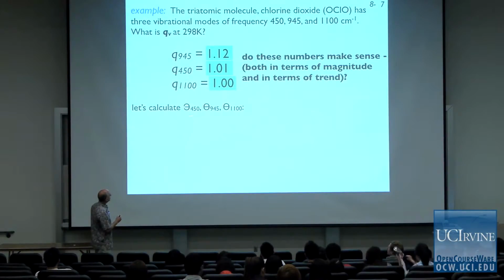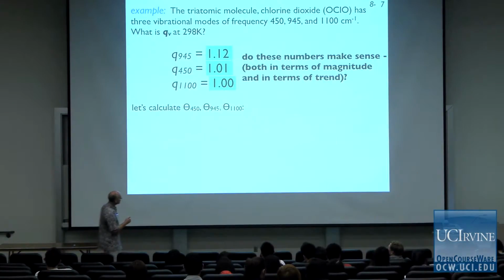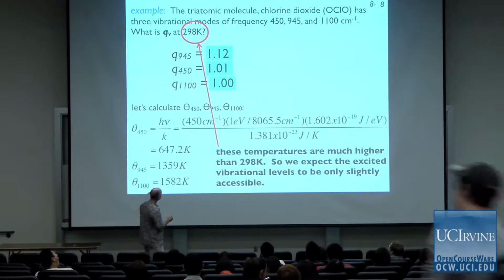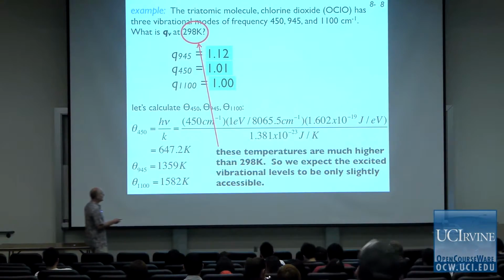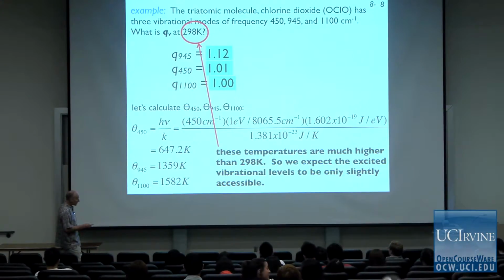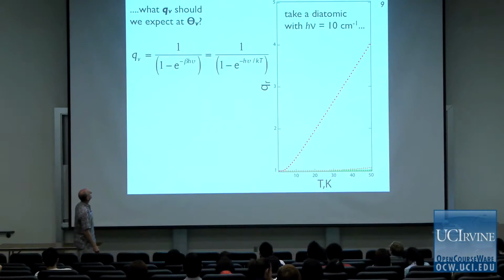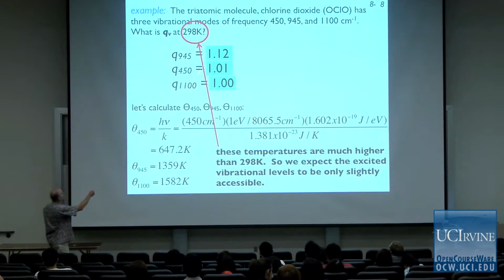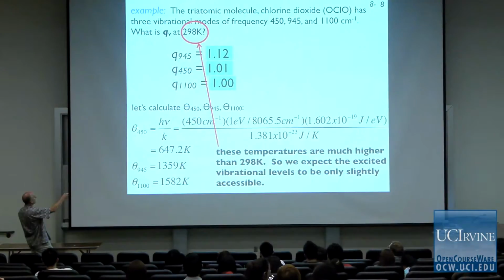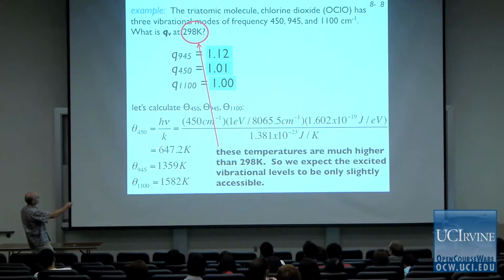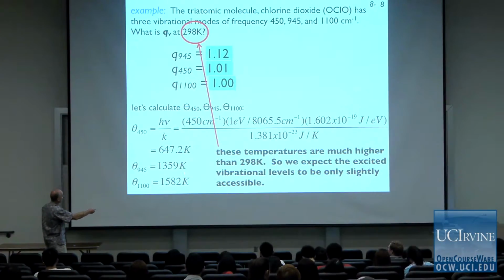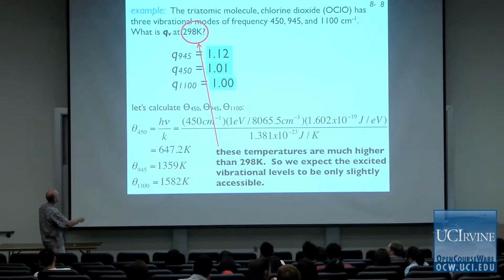So let's calculate these characteristic temperatures at 450 wave numbers, 945, 1100. All right, we expected excited vibrationals to be only slightly accessible. Okay. Well, I did that. I calculated the characteristic vibrational temperatures for each one of these modes, and I got 647 Kelvin, 1300 Kelvin, 1500 Kelvin, temperatures that are way higher than this temperature.